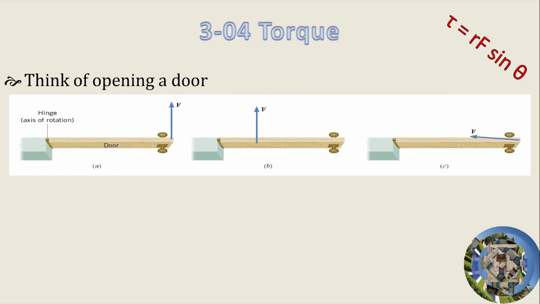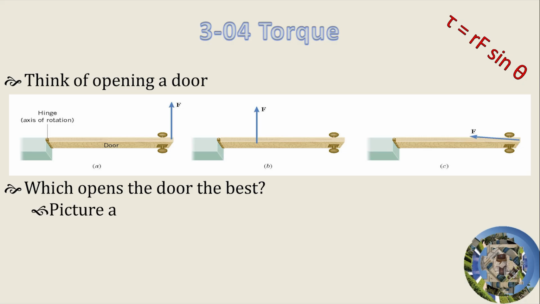let's think of opening a door. Which opens the door the best? Picture A. Why? Because you're pushing on the very outside of the door and you're pushing it open. Figure B, you're pushing by the hinge. That doesn't work so well. And figure C, you're pushing along the length of the door. That's not going to open it. To open it, you need to push that way. So picture A works best.